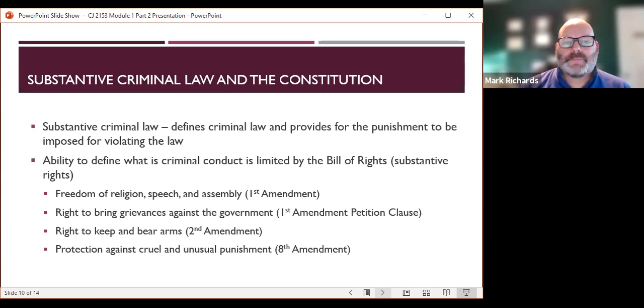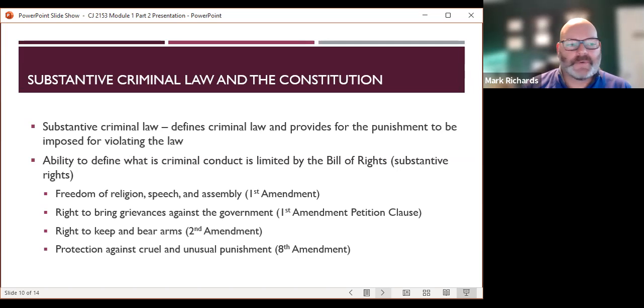The second type of criminal law in the United States is what's known as substantive criminal law. This is when definitions of criminal law are established and punishment is provided for violating the law. A violation of the law is established by legislative action. The ability to define what's criminal conduct is limited by the Bill of Rights. These are what's known as the substantive rights of individuals in our country.